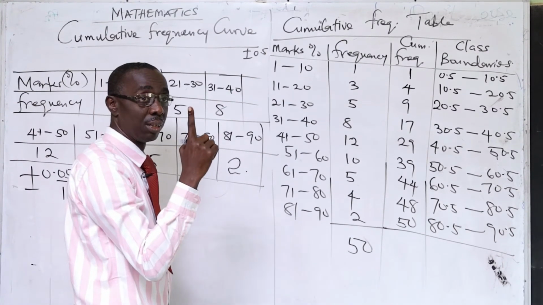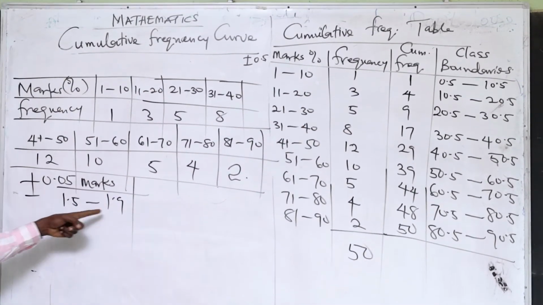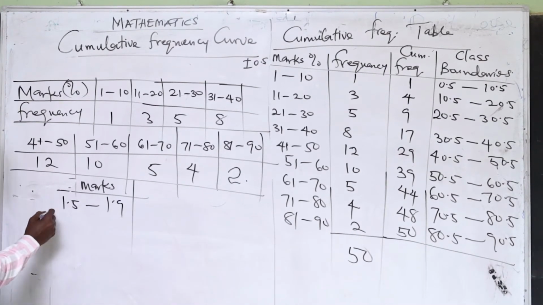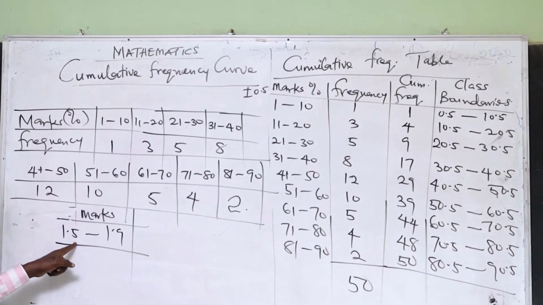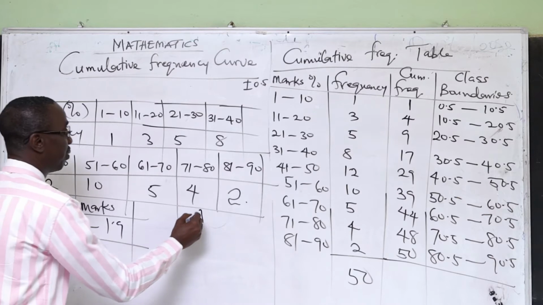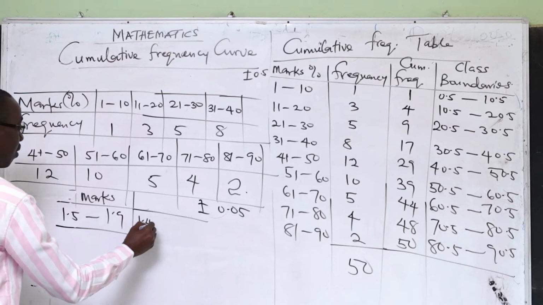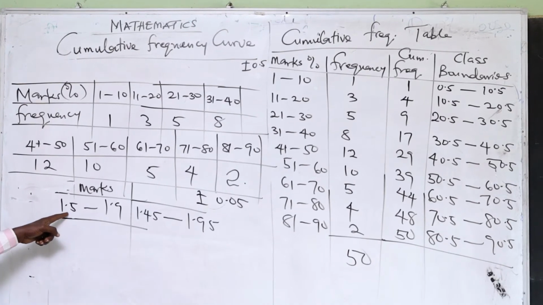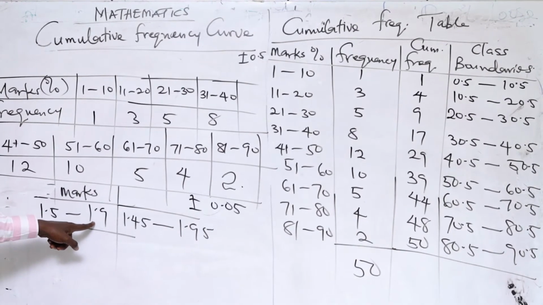0.5 is how many places of decimal? One. Is there any place of decimal in the whole numbers? No. But here, the max is already at one place of decimal. So you cannot use plus or minus 0.5 again because 0.5 is also one place of decimal. You must increase it. And that is why we are using plus or minus 0.05. So the class boundary here should be 1.45 to 1.95. 1.5 minus 0.05, what is it? 1.95 plus 0.05, what is it?